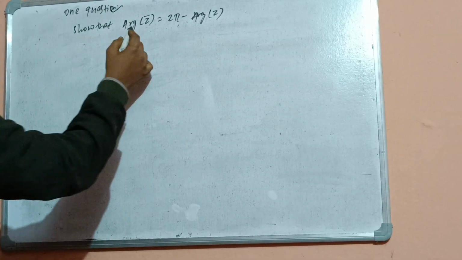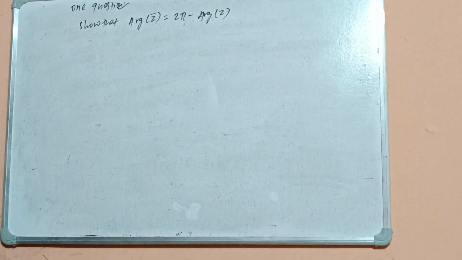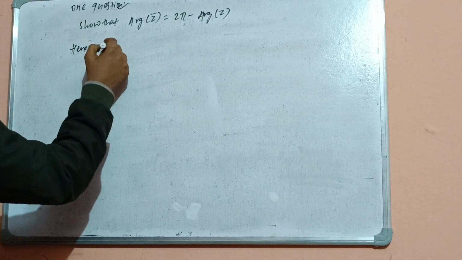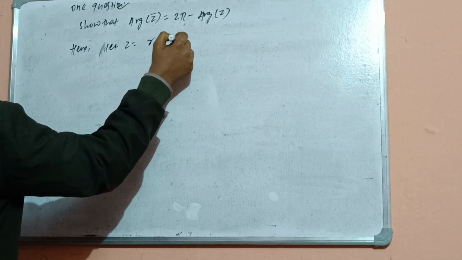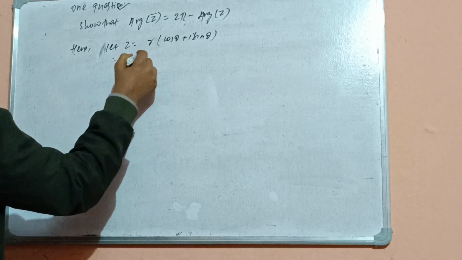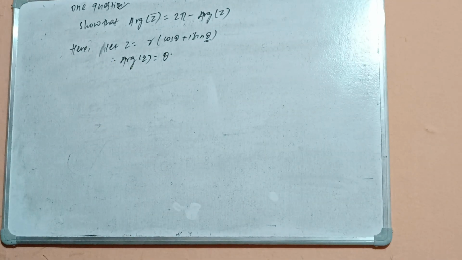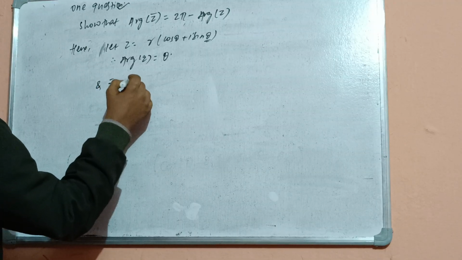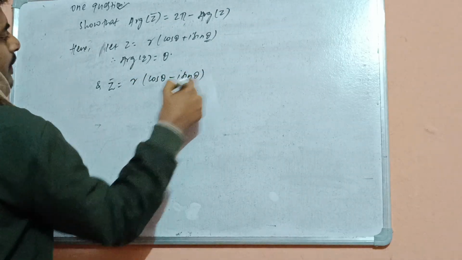Question: prove that the argument of z conjugate is equal to 2 pi minus argument of z. Here let z is equal to r (cos theta plus i sin theta). Therefore, argument of z equal to theta. And z conjugate is equal to r (cos theta minus i sin theta).